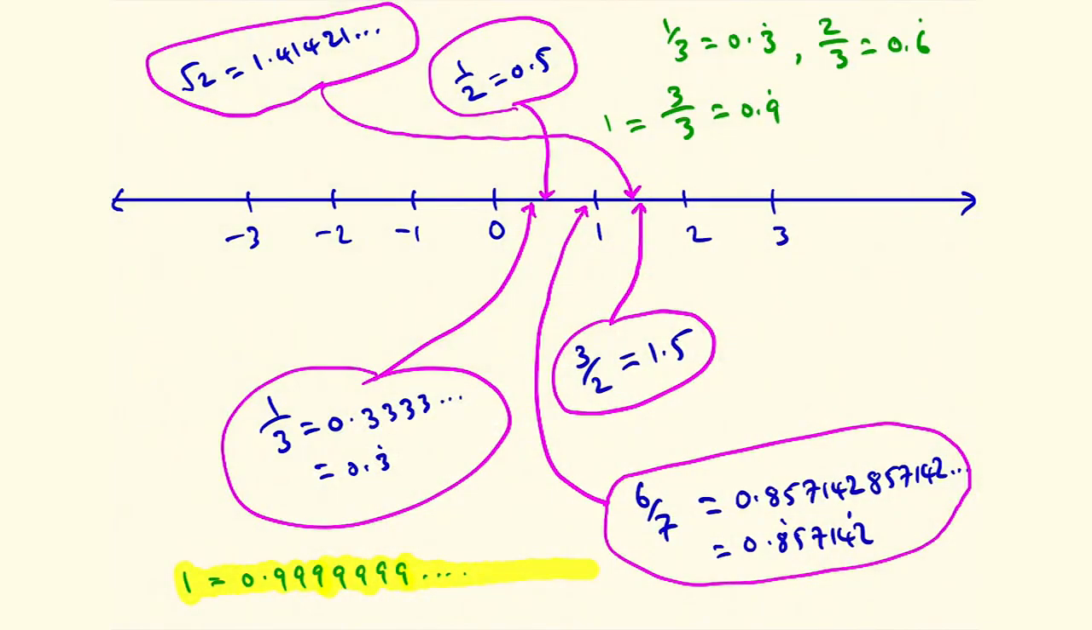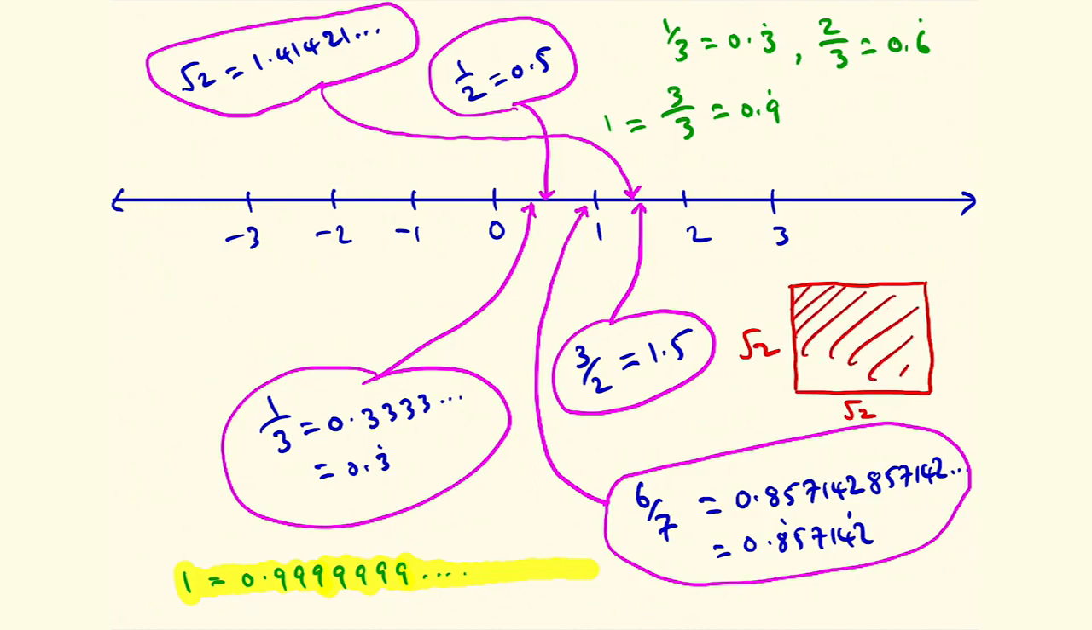What is the square root of 2? Well, it's a number whose square is 2, literally. So if I take a square, okay, whose side lengths are this number, the square root of 2, when I multiply these two numbers together, I get an area which is exactly 2 square units.